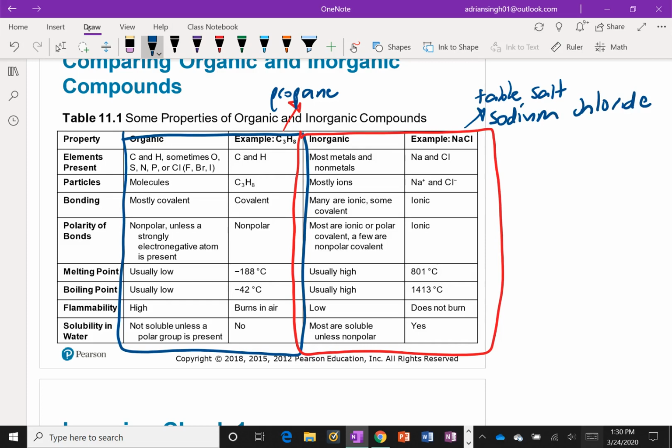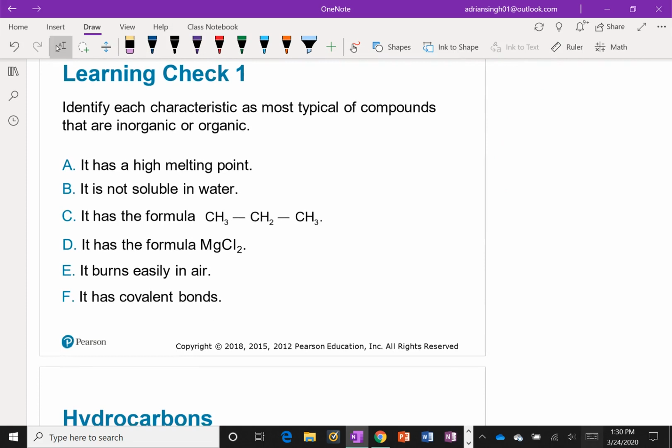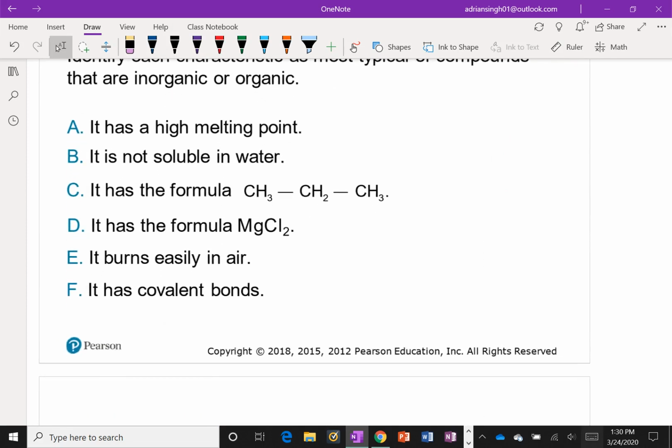All right, so this is a really good table that summarizes some of the differences between organic and inorganic compounds. Let's take a quick look at some of the characteristics. If it has a high melting point, we would predict that to be inorganic. Not soluble in water, or non-polar, that would be organic. Has the formula of carbons and H's, we would predict that to be organic.